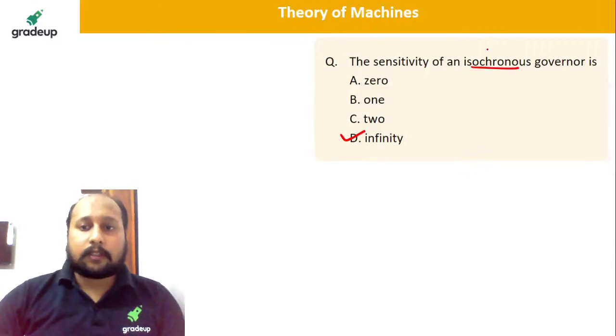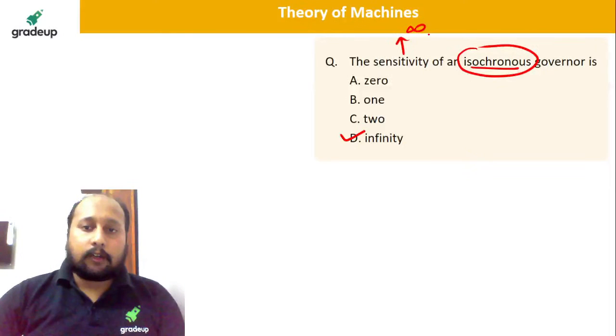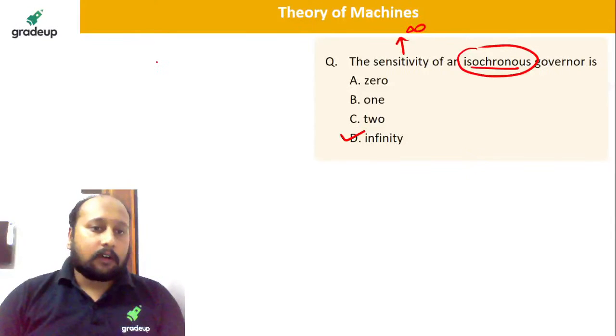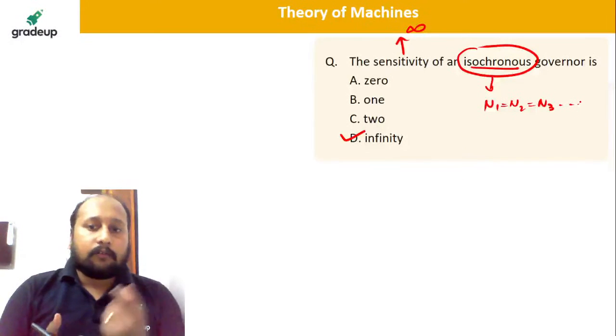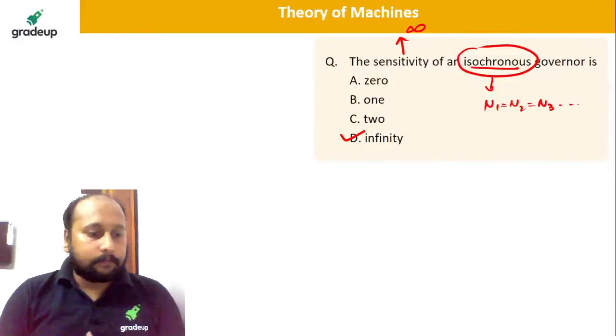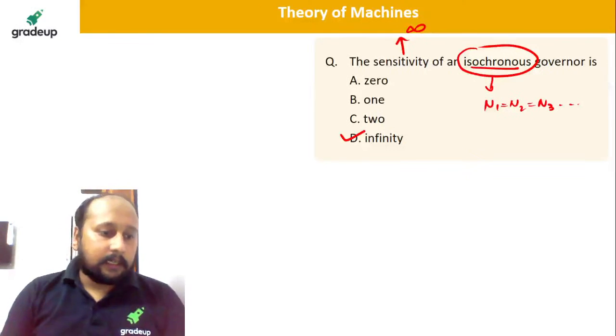Option D is the correct answer because for an isochronous governor, the sensitivity is tending to infinity. It is not equal to 0, it is infinity because for an isochronous governor, your n1 is equal to n2 is equal to n3. So different radii of rotation for the same RPM. Infinity.